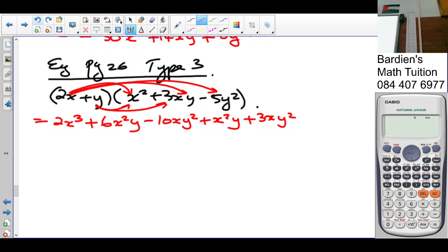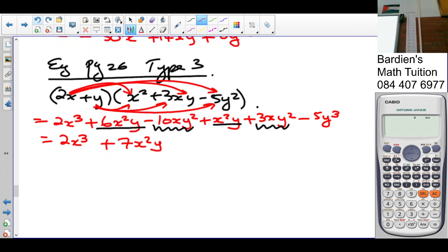Who doesn't understand? Y times negative 5y squared? Negative 5y cubed. So what do I do now? Look for like terms. 6x squared y and x squared y. Negative 10xy squared and positive 3xy squared. Not so? So what do I do now? It's going to be 2x cubed. So what is 6x squared y plus x squared y?